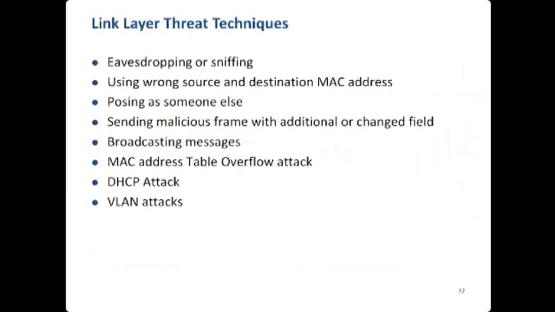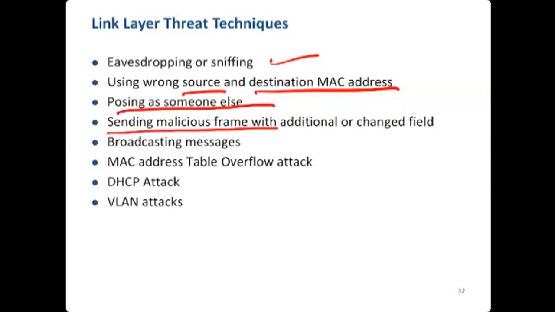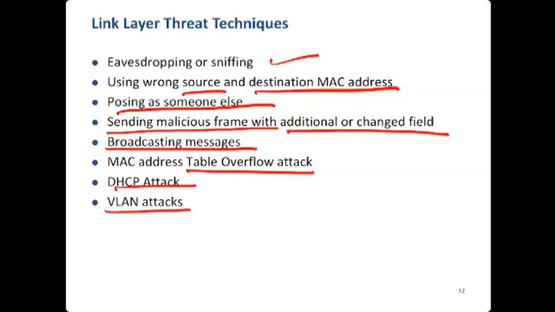and there are a lot of attacks possible. Nobody stops, in the internet world or even the Ethernet world, for you to create a packet with any destination address and any source address. Now with this, you can do a lot of mischief. You can always pose as somebody else. You can send a malicious frame with additional or changed fields. You can broadcast as many messages as you want. You can overflow the packet table, this table that we discussed. You can do a DHCP attack, we can do a VLAN attack, right? So we'll study some of these, not all.